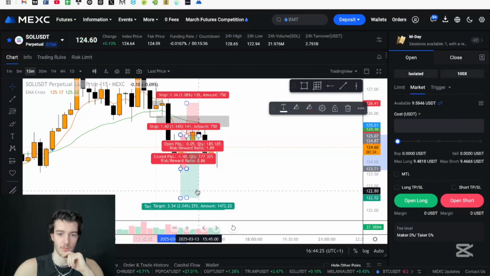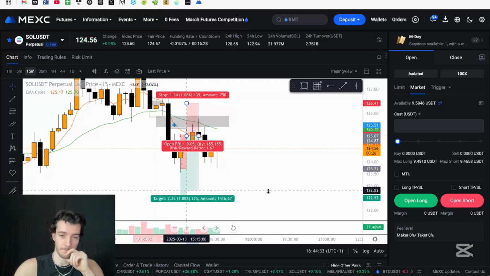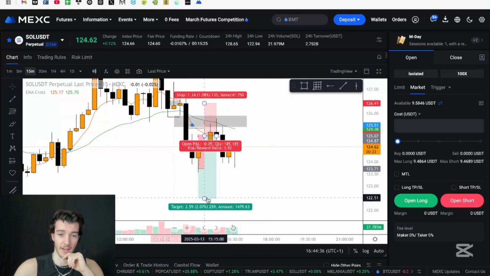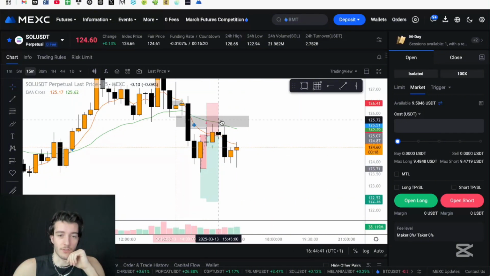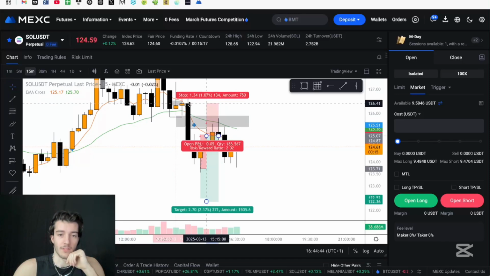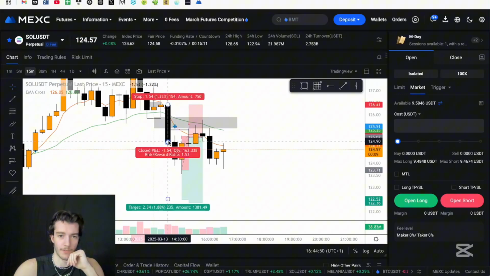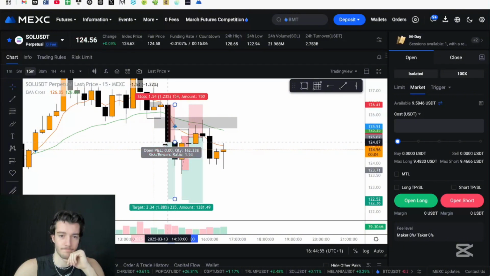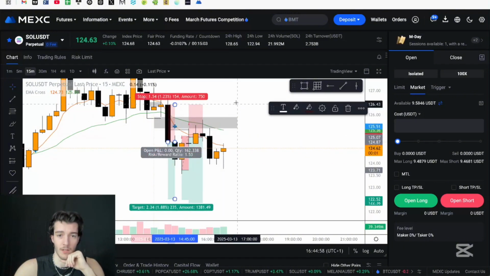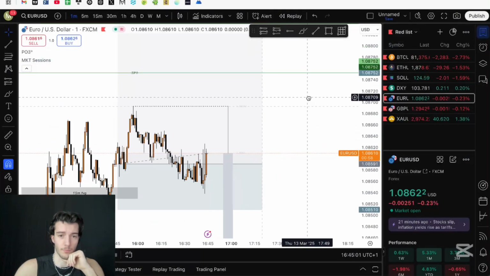Not this one, this one. So that would have already been a, actually no, it barely would have been a one-to-one, but not yet. But yeah, I should have entered like that. So for the second trade, I should have entered with the same stop loss that I would have had initially off of that 15-minute candle close entry. So yeah, that's it for Solana, and I'm still waiting for Euro to play out.